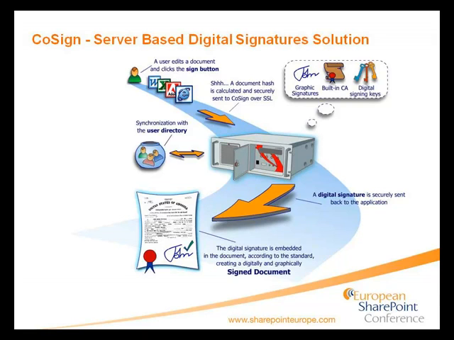A typical flow of signing a document using CoSign would be: a user opens the document on his desktop or in SharePoint. He clicks on the sign button, and then a hash, which is a fingerprint of the document which uniquely identifies the document, will be calculated, and then using the signing key of the user, CoSign will sign the document and embed the signature into the document.